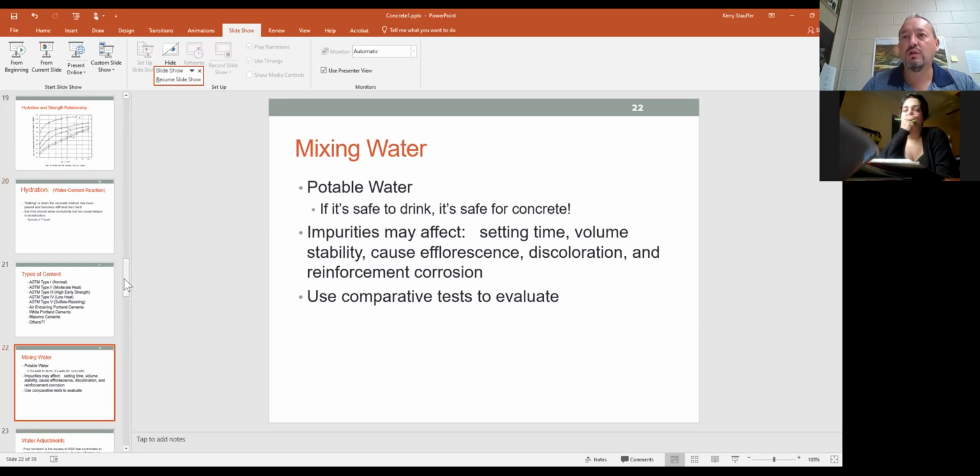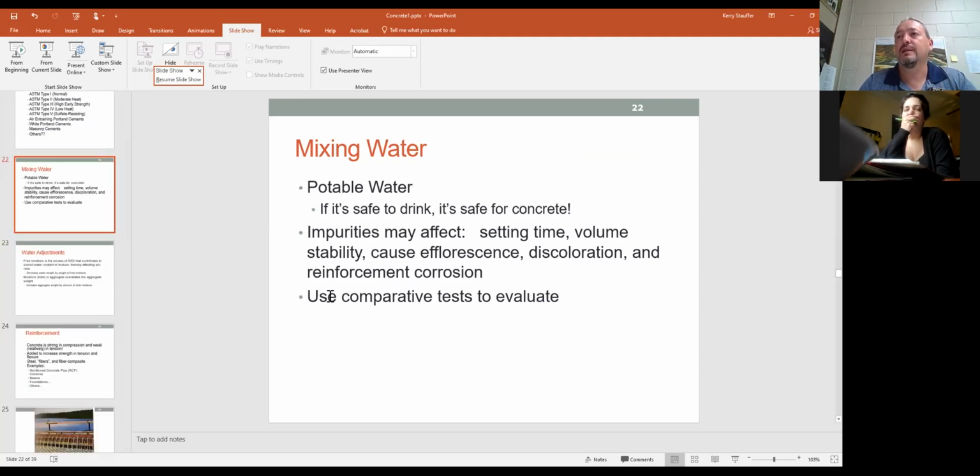Next slide, mixing water. So this is potable. Some people say potable water. And basically this is just a good rule for concrete that if it's safe to drink, it's safe for concrete. Most of the time it's not a problem, but if you do have impurities in your water, it can affect, like the notes say, setting time, or it could cause efflorescence. It's kind of like a chemical reaction that's taking place between the cement and the water.